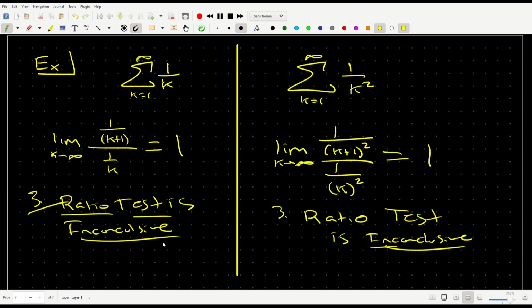The next test that we're going to go over is called the root test, which is a similar idea to the ratio test, but it's a little bit more involved. But it's the same idea. We're going to investigate a specific limit, and that limit is going to tell us how close our complicated series is acting to a geometric series.